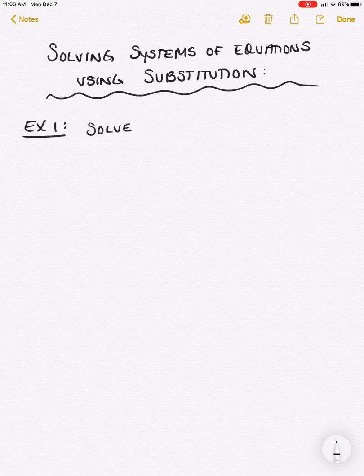So we're going to solve the system 2x + 5y = -5, and x + 3y = 3. All right, and what I'm going to do for this first one, especially just to hopefully refresh your memory on how this works, we're going to write out a few steps, okay?